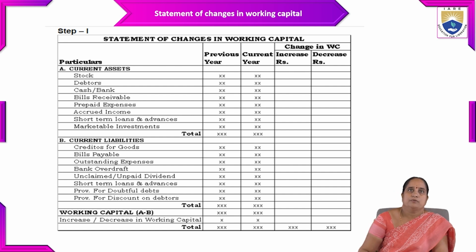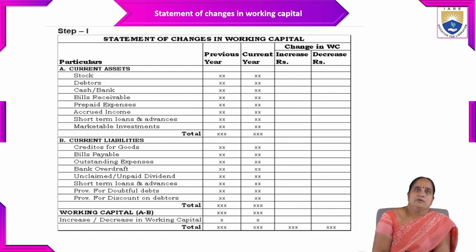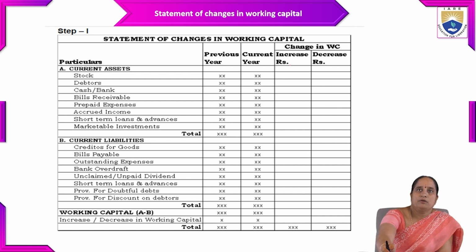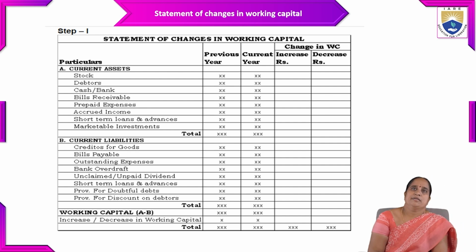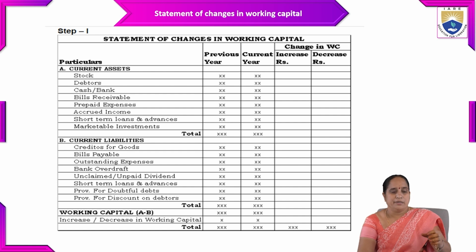So, the statement of changes in working capital. We compare the balance sheets of two different periods, the previous year with the current year, and based on that we can find out what kind of change there is in working capital, whether there is an increase or decrease. According to this statement, under particulars we consider two things. One is current assets and another one is current liabilities. As we know, working capital is nothing but the difference between current assets and current liabilities.